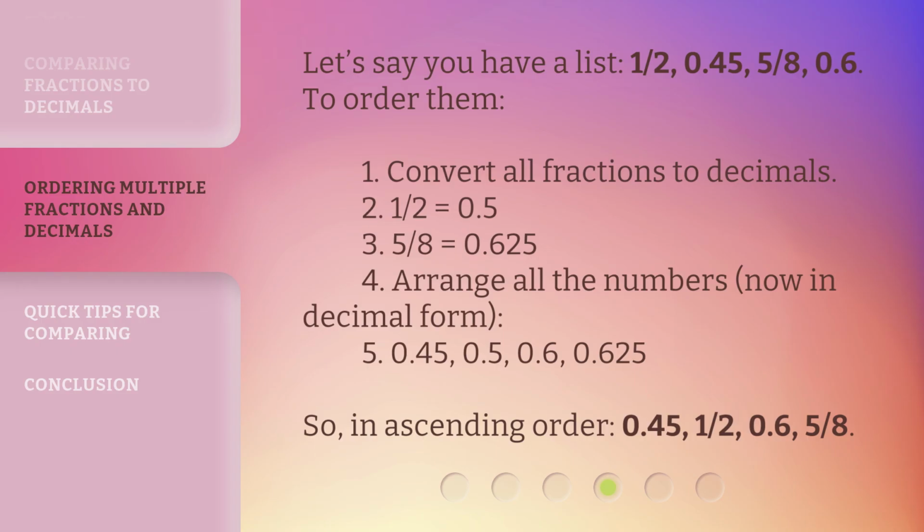4. Arrange all the numbers, now in decimal form. 5. 0.45, 0.5, 0.6, 0.625. So, in ascending order: 0.45, 1/2, 0.6, 5/8.